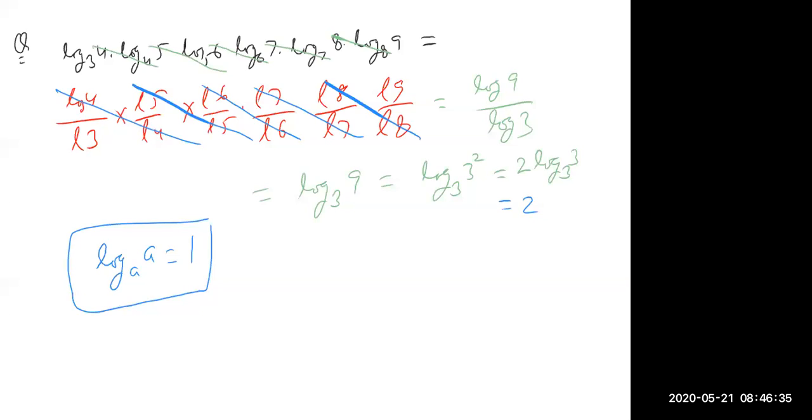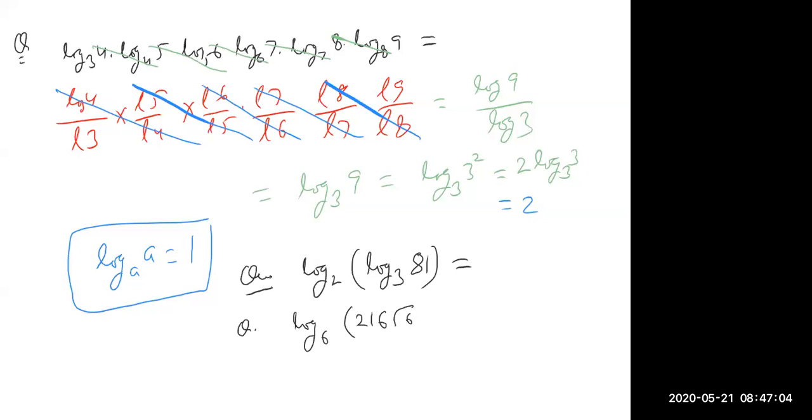Okay, solve one more problem. Find the value of log_2 log_3 81. Next, log_6 of 216 under root 6.